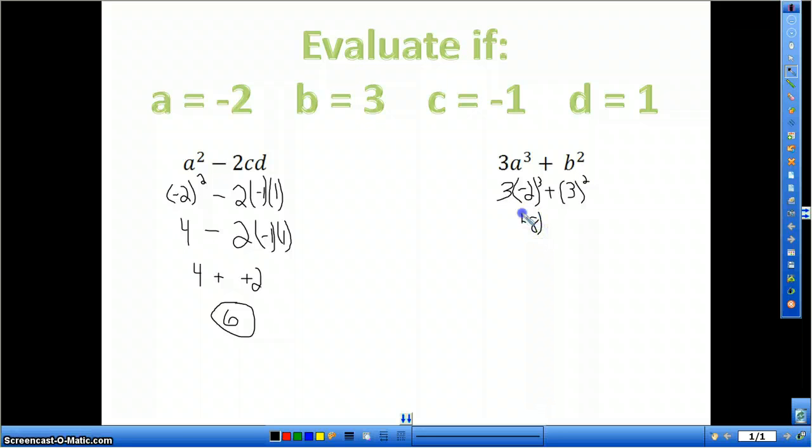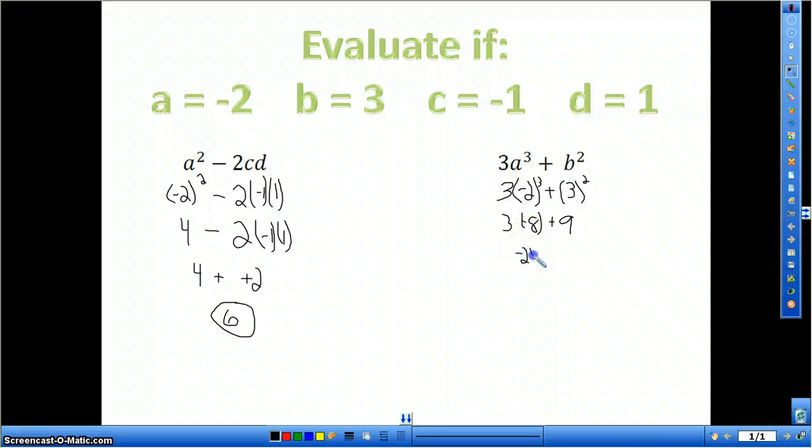You're going to put this back in parentheses here because remember, you're multiplying. And then you've got 3 to the 2nd power. This is going to give you 9. Be careful you don't put 6. Remember, it's 3 times 3, not 3 times 2. And then you got 3 times -8.